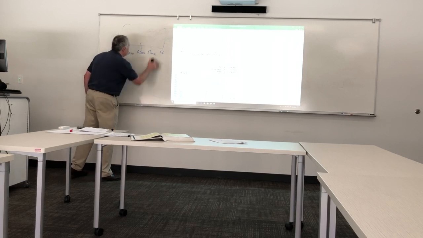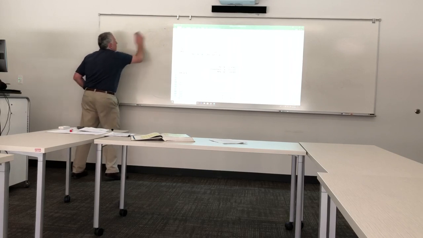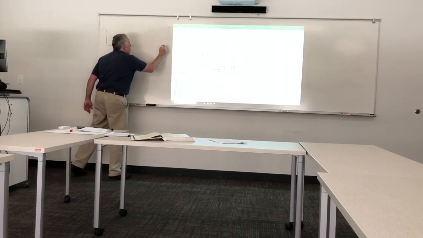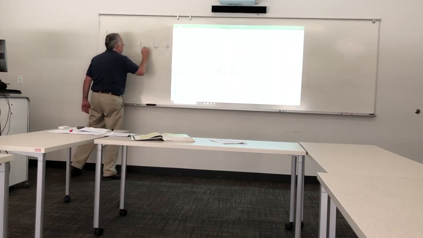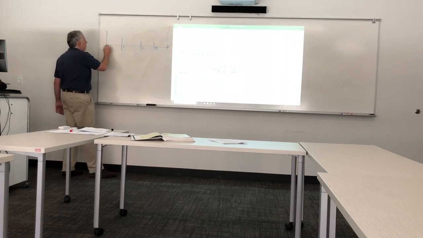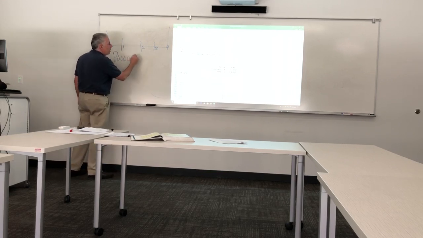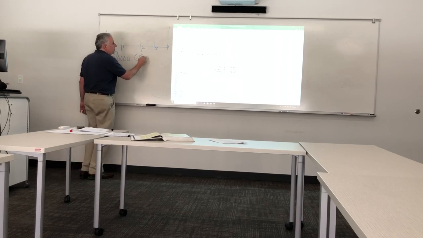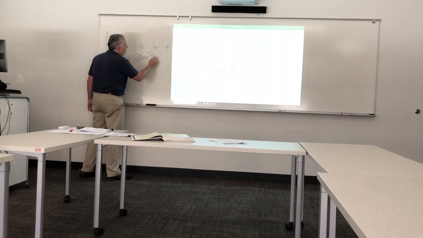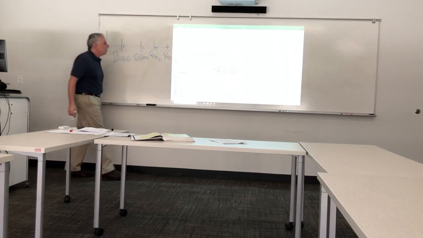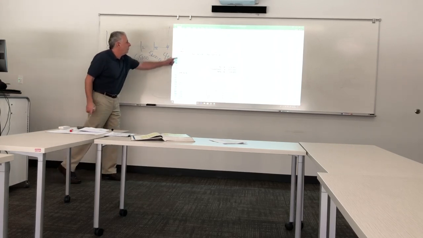Here, let's make these bigger. Hopefully you can see them. This is year 4, 3, 2, 1, and 0. 80,000, 65,000, 50,000, and 40,000. Weighted average cost of capital is 15%.